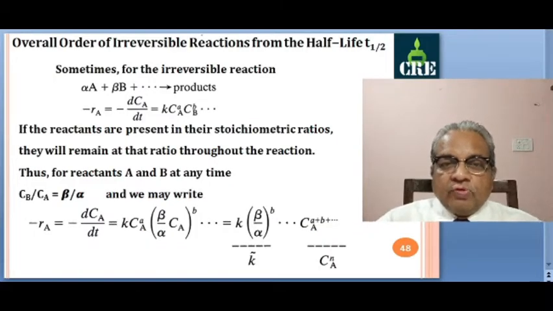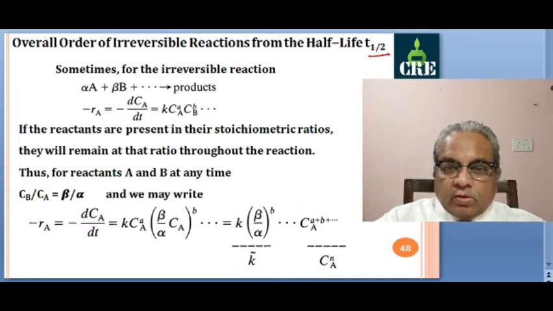Now we'll see the overall order of irreversible reactions from half-life, t half. So half-life is nothing but the time required to bring down the concentration to half of its original value. If the original concentration at t equal to 0 is Ca0, its half value is Ca0 by 2, or 0.5 into Ca0. So for irreversible reactions, stoichiometric coefficients are considered as alpha and beta for the reactants A and B.